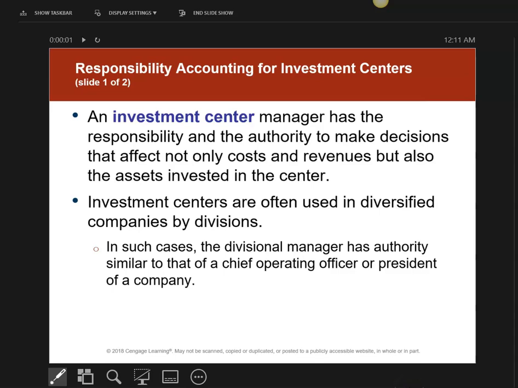Now we're going to finish chapter 23 with the investment center. Now this one is probably the most complicated one because it has much more difficult equations. And not only do I look at revenue, cost, and income, but I also look at assets invested in the center. And we're going to talk about that in a little bit.